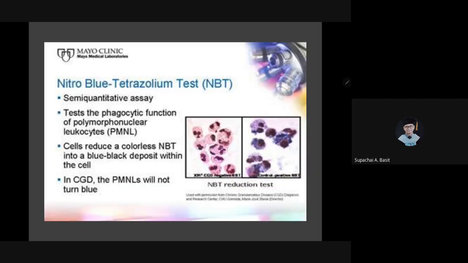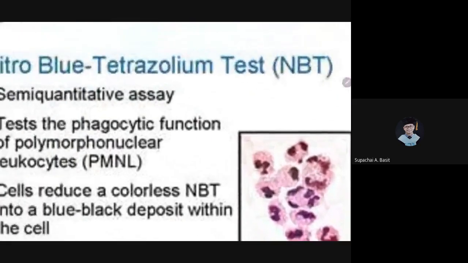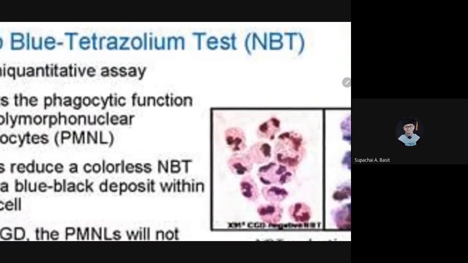So here's how NBT works. It's a semi-quantitative assay. We test the ability of the neutrophils, otherwise known as the PMNLs, polymorphonuclear leukocytes. After we have added nitroblue tetrazolium into the smear with neutrophils, it should be reduced from a colorless NBT into a blue-black deposit within the cell.